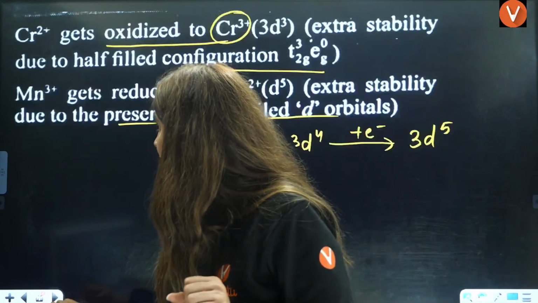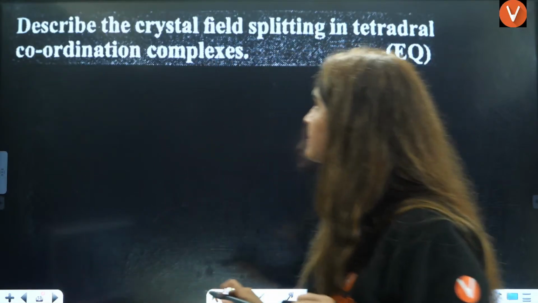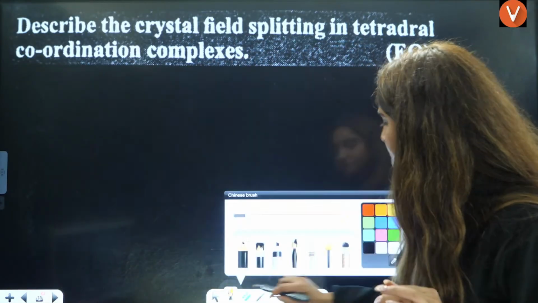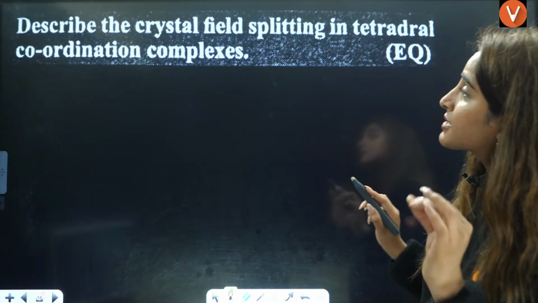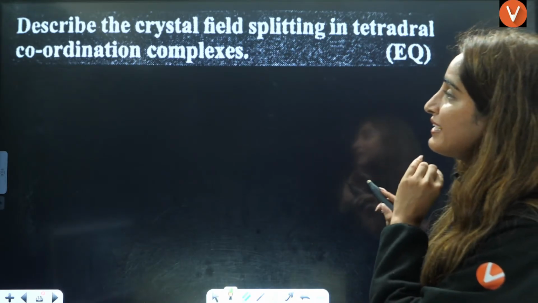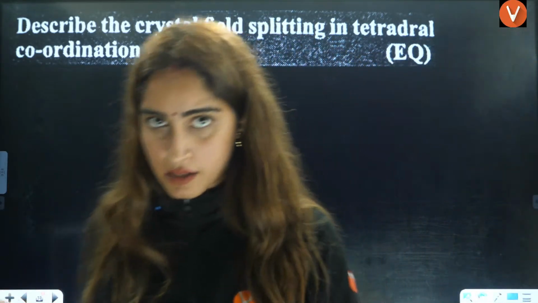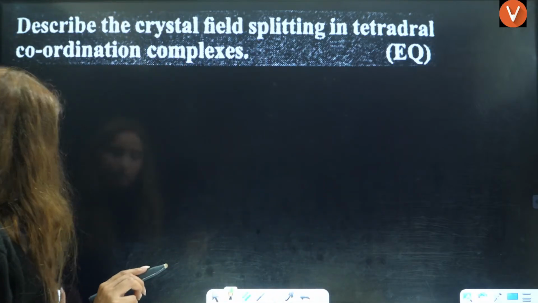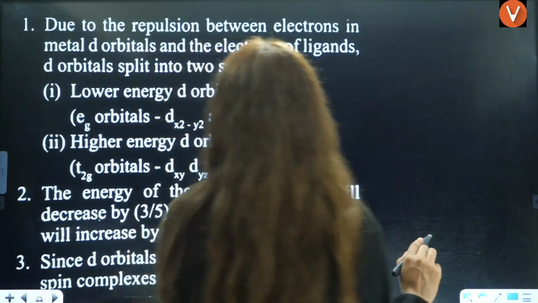Okay, now the next question on your screen is very, very, very important. That is, describe the crystal field splitting in tetrahedral coordination complexes, right? So in tetrahedral coordination complexes, what will happen here?